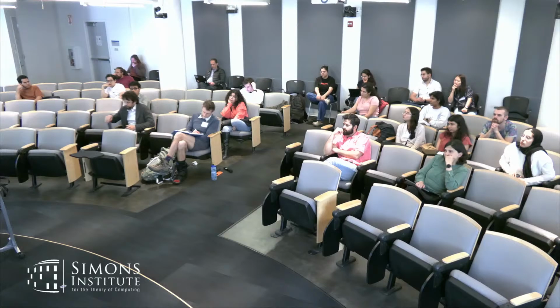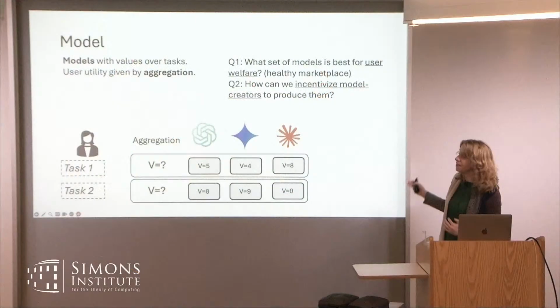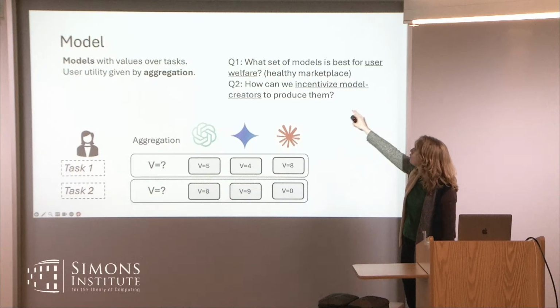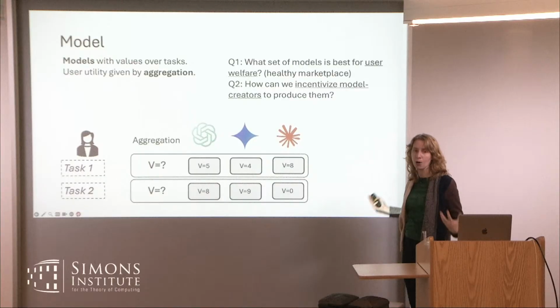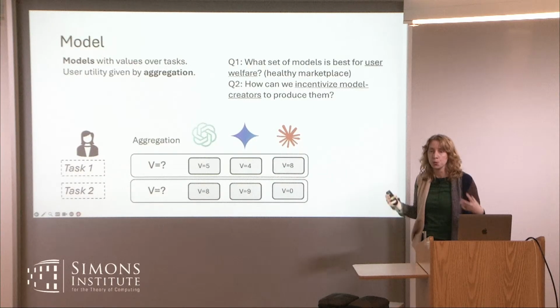Cool. So now I'm going to get into the model in slightly more detail. We have different tasks. We have different models with different values across tasks, and user utility is given by aggregation or choice function across multiple models. There are two main questions I'm interested in, the two halves of this talk. The first is what set of models is best for user welfare? So basically, what does a healthy marketplace look like in this setting? And the second is how can we incentivize model creators to produce such models?